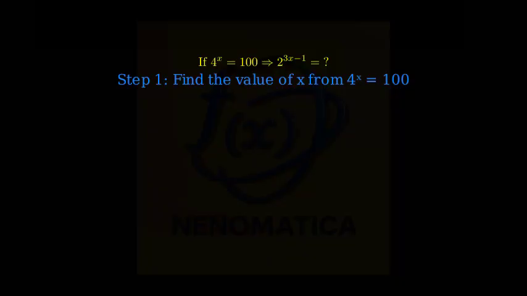Let's look at the problem. Let's start by working with the first part of the equation, where we know that 4^x equals 100. We need to find the value of x first, which will help us determine the value of 2^(3x-1).